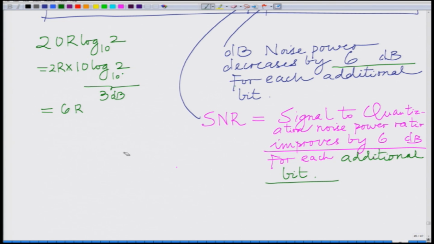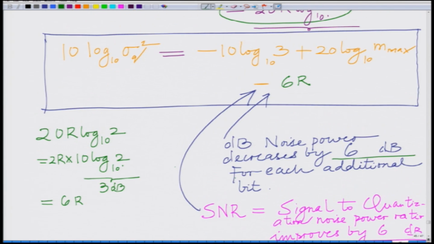And therefore, looking at this expression and this term minus 6 r, you will realize that for each additional bit, the dB quantization noise variance decreases by 6 dB. Therefore, the signal to quantization noise power ratio improves by a factor of 6 dB for each additional bit in the quantizer, that is as the quantizer resolution increases by 1 bit.